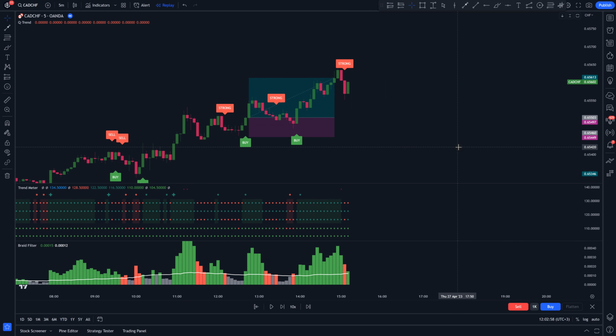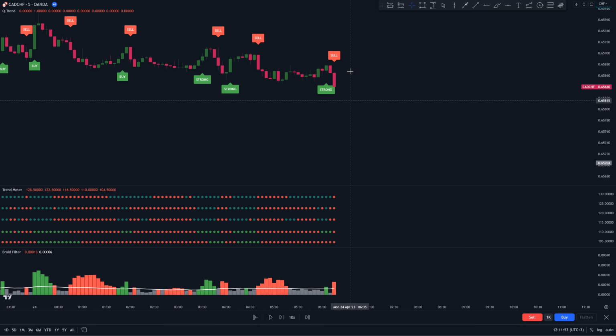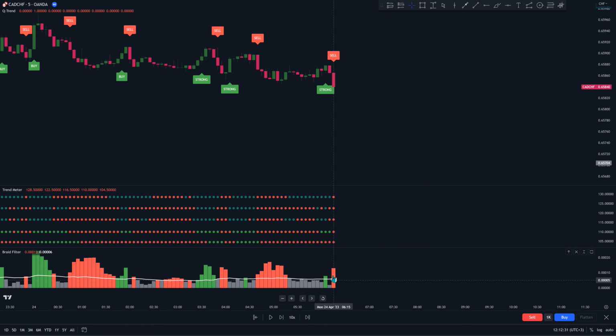For short trades, it's going to be the opposite. So the Qtrend indicator should print a sell or a strong sell signal. On that signal candle, we want to have at least 5 red dots on the trend meter to indicate a bearish trend. Lastly, the last bar of the braid filter indicator should be colored red, and it should also be above this white moving average.